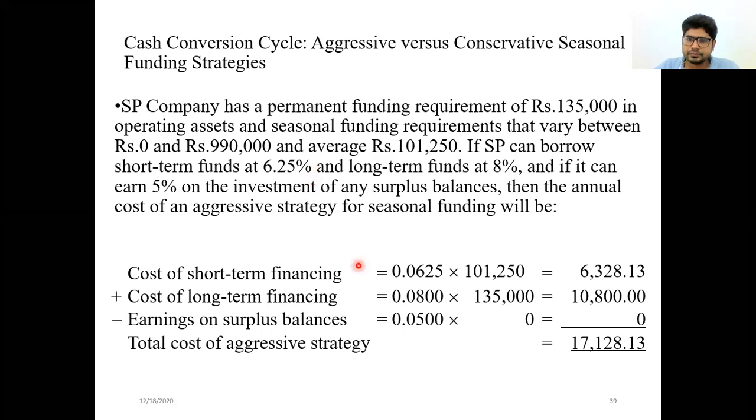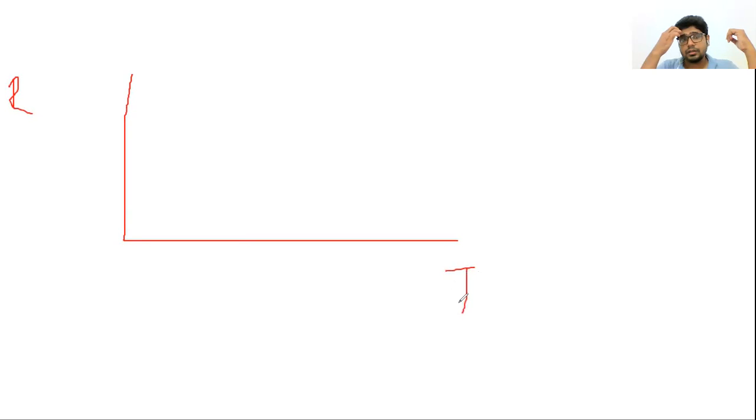So I will open a whiteboard. Can you see the whiteboard? Right. So here it's the amount of money, in rupees. Here is time. So it fluctuates like this.